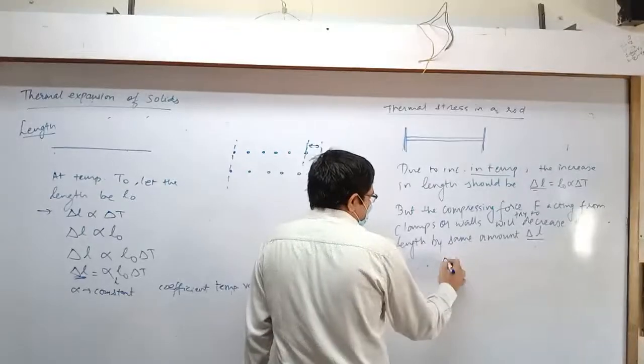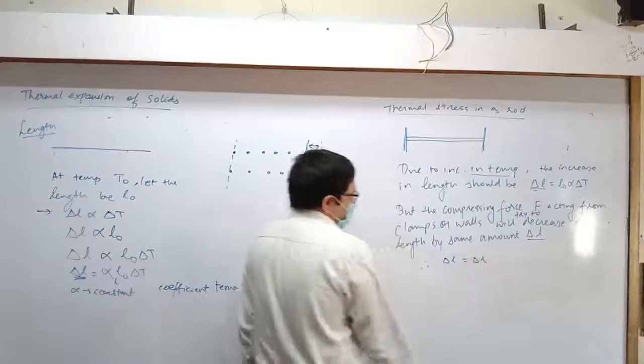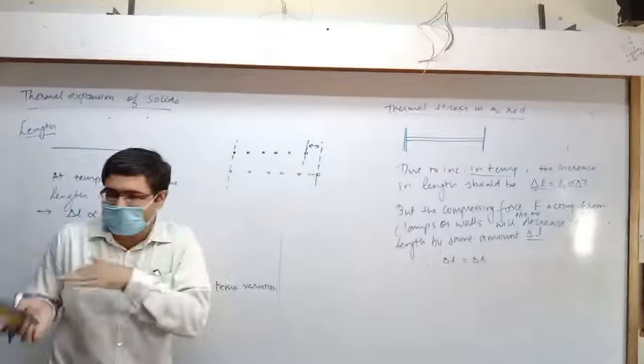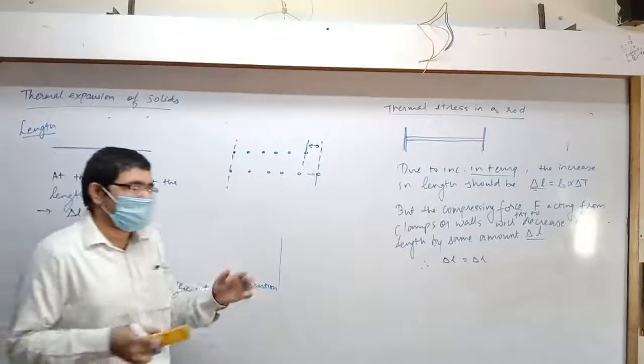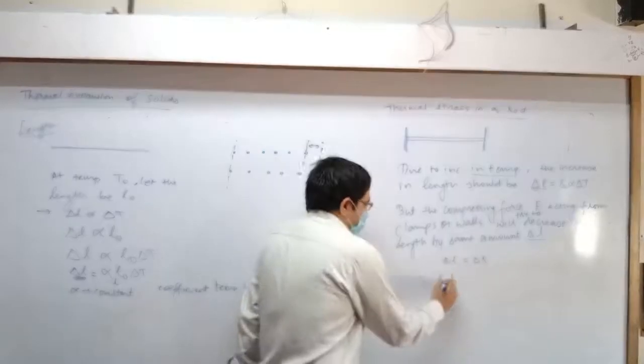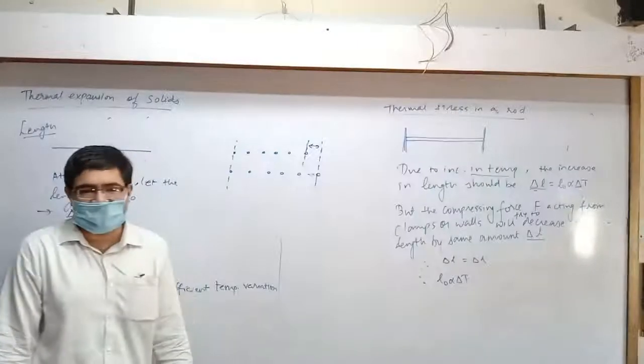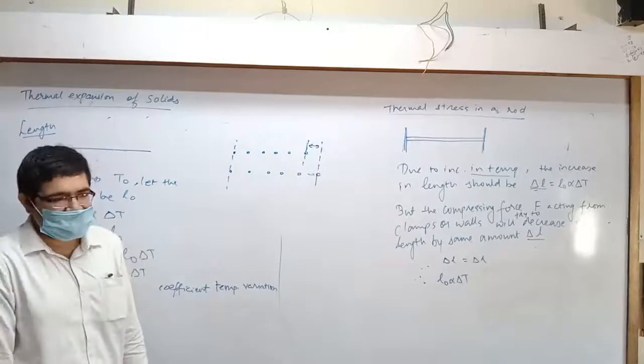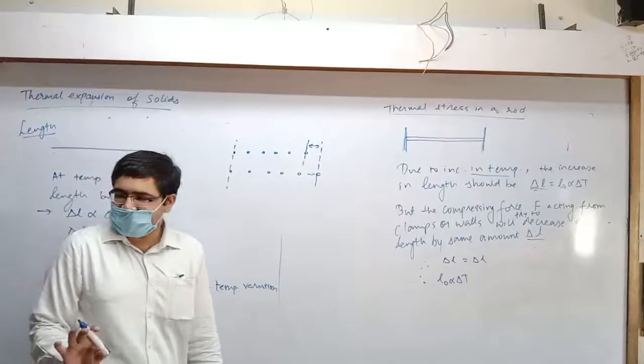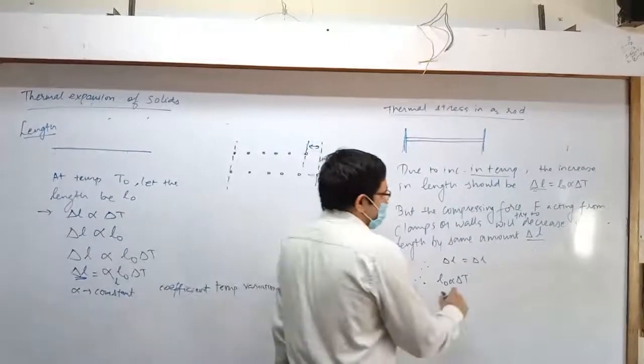Here, delta L equal to delta L. That's what we are going to do. One side is increase, the other side is decrease. So when we write delta L for temperature change, I should write L0 alpha delta T. Clear or not clear?